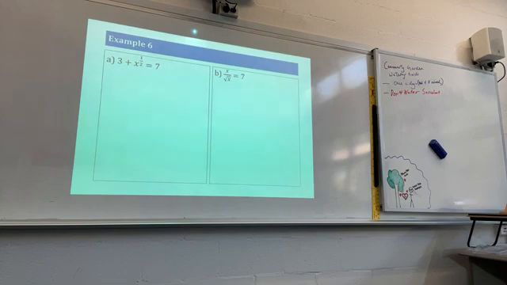Let's try this one, please, everyone. Try example 6a and b. A should be pretty straightforward, but B is the interesting one. Let you try it.